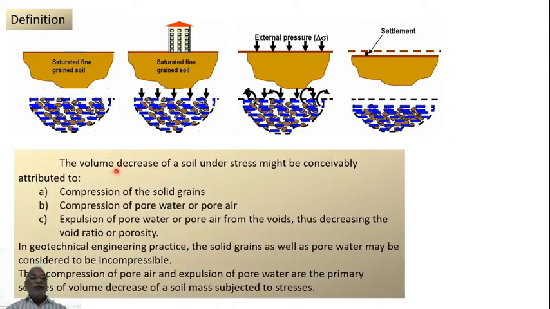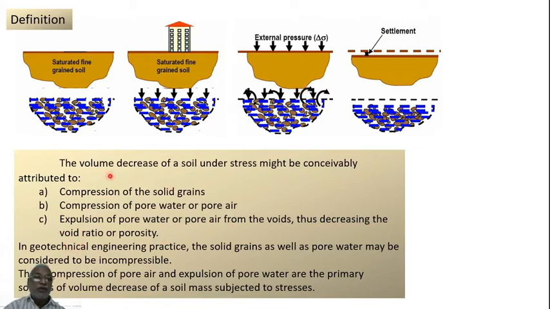Okay, the volume decrease of soil under stress might be conceivably attributed to what reasons? The reasons are, maybe when the load comes, the settlement occurs. The settlement occurs because of what all reasons? The reason may be compression of the solid grains, compression of pore water, expulsion of pore water or pore air from the voids, thus decreasing the voids ratio or porosity.